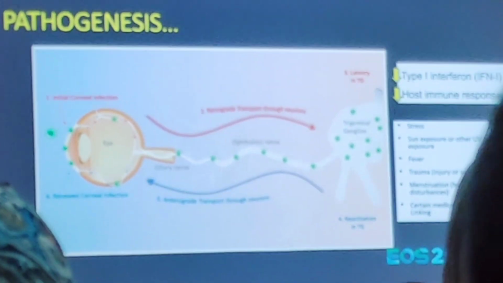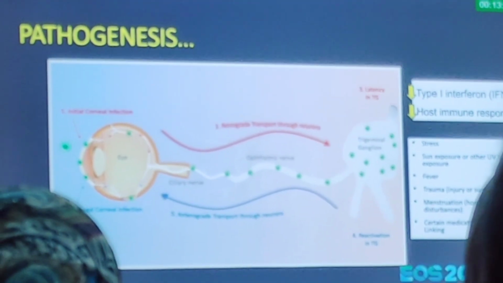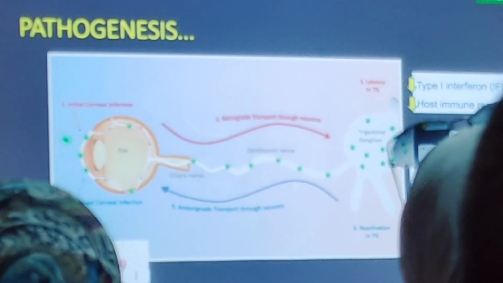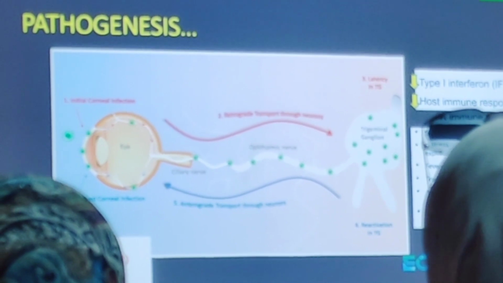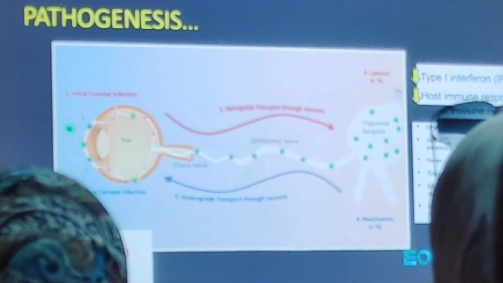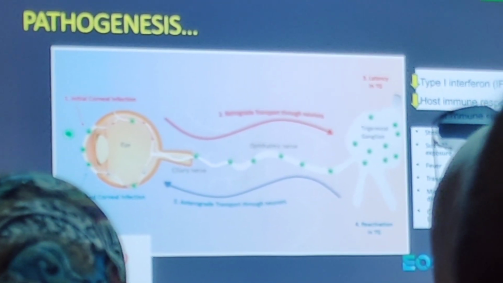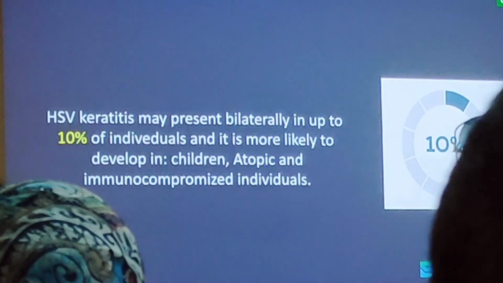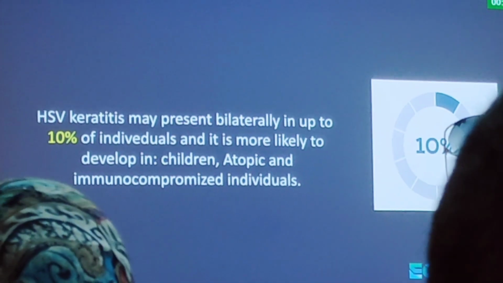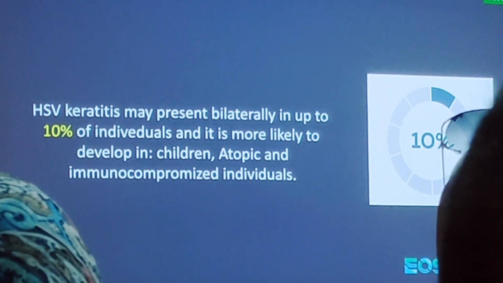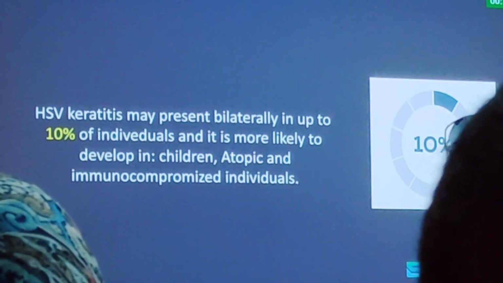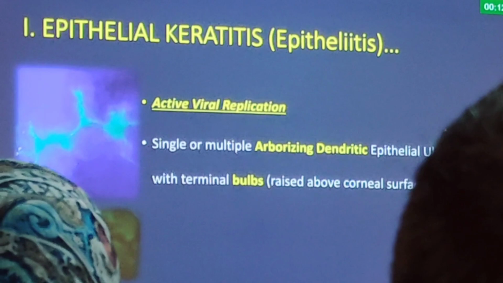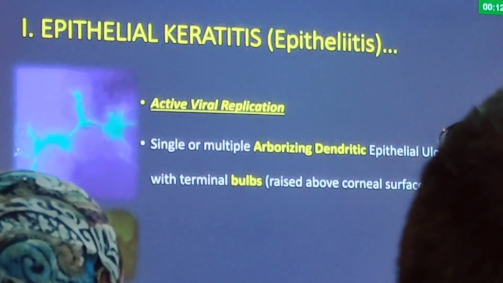Various stimuli can result in activation of herpes simplex virus, and after that it moves anterograde through the same sensory nerves to reach the cornea, and in the cornea it can affect different layers. Commonly the epithelium and stroma, and the endothelium also can be affected. Herpes simplex keratitis is bilateral in 10% of cases, especially in immunocompromised patients, in children, and also in atopic individuals.